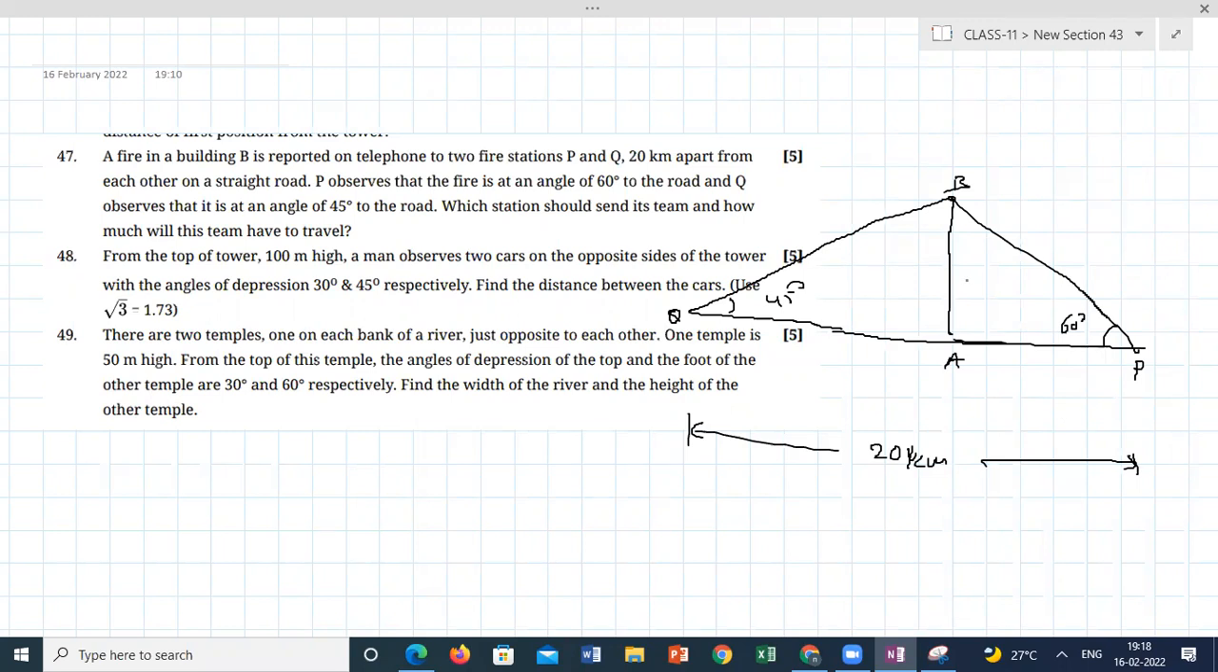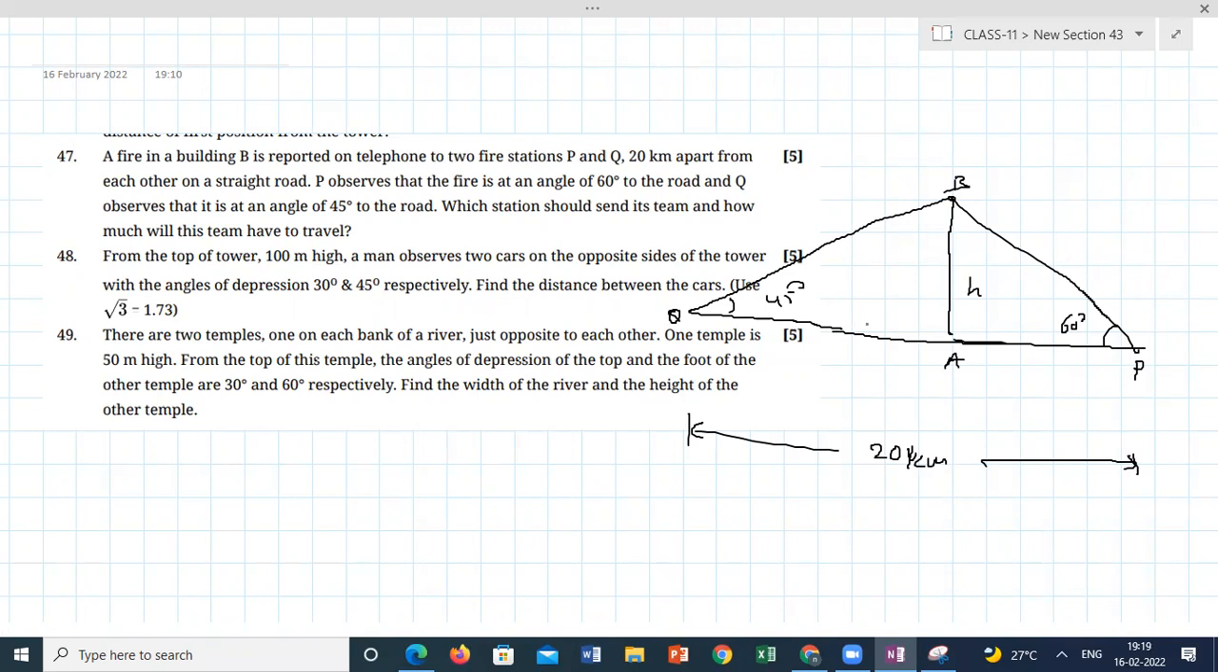Take this as height H. You have to decide which is the greater distance. It should be very clear. We can say 60 degrees is making a lesser distance. Always, more angle means lesser distance. What is the distance you are getting, madam? Is it clear what I am saying?